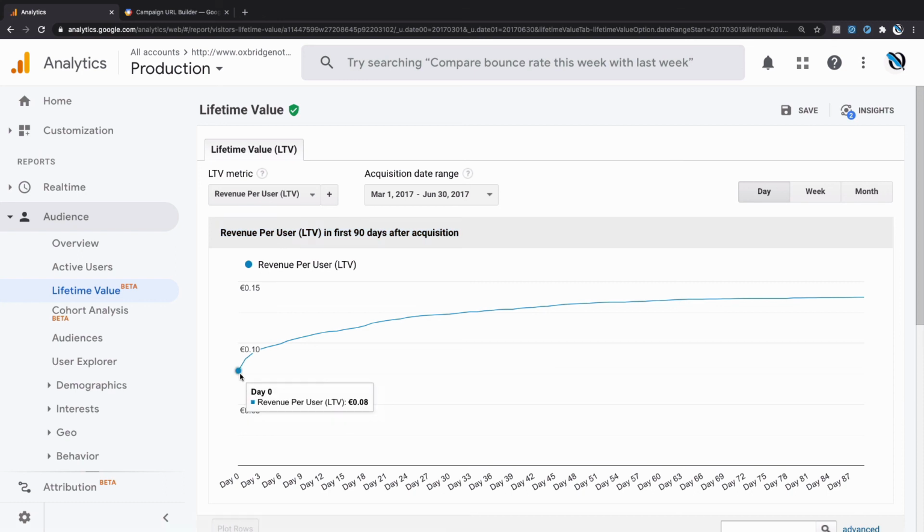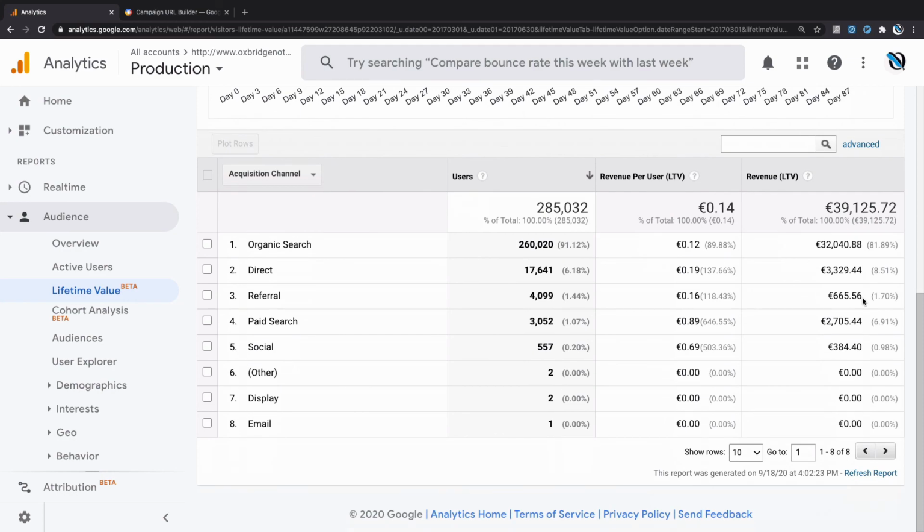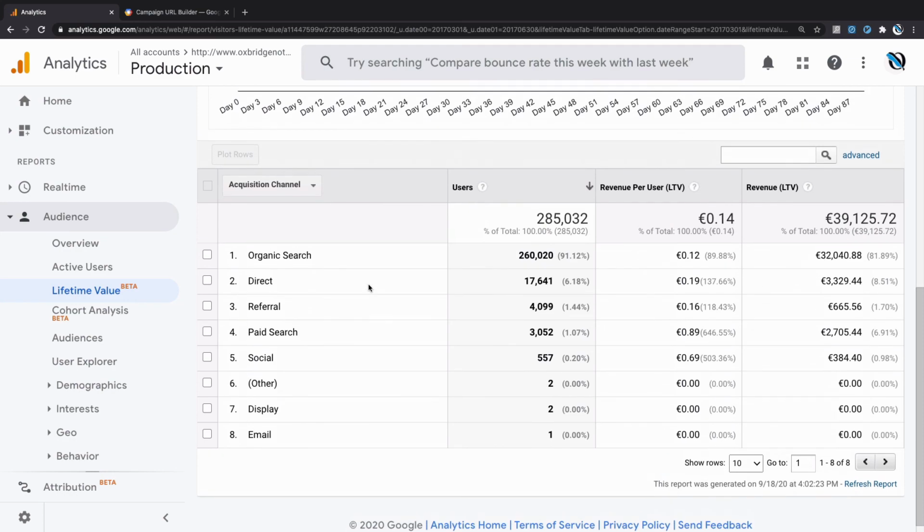So on day 0, each user is worth 8 cents to me. Yeah, it's a user. I was going to check if that's per session, but that wouldn't really make sense here. So each one is worth 8 cents. But then on day 90, or whatever they have here, day 89, they're worth 14 cents, which is nearly twice as much, which is really interesting information. And they also have some figures broken down by the channels there.